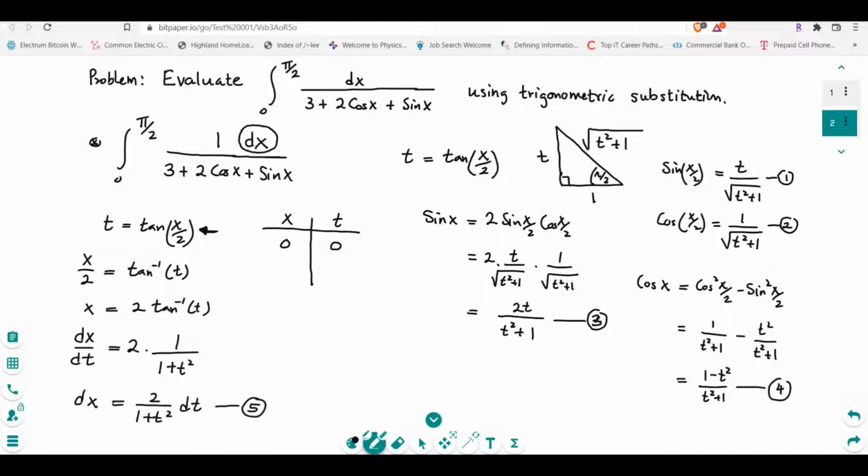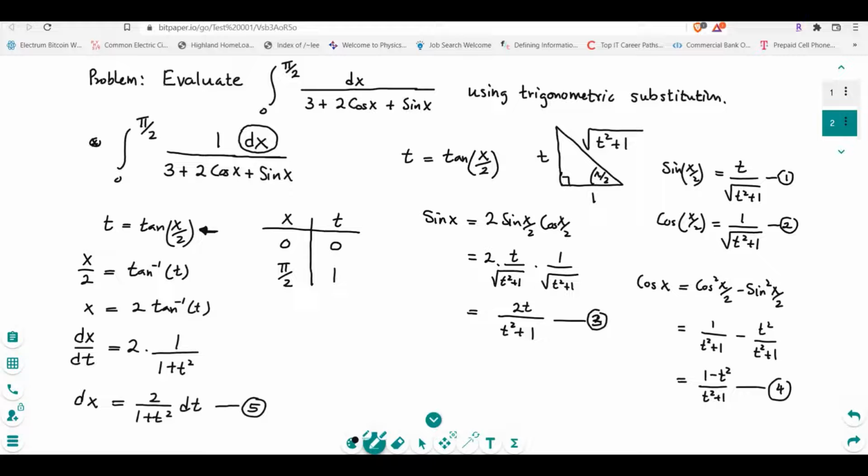When x equals pi over 2, I'm going to substitute pi over 2 here. So then the angle would be pi over 4. Tangent pi over 4, or tangent 45 degrees, is going to be equal to 1. So that means t is going to be 1.